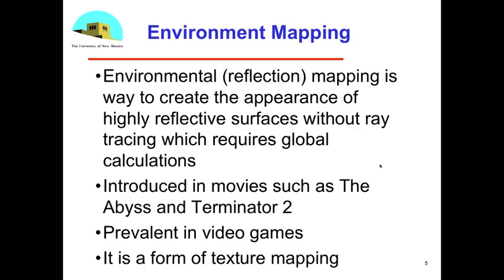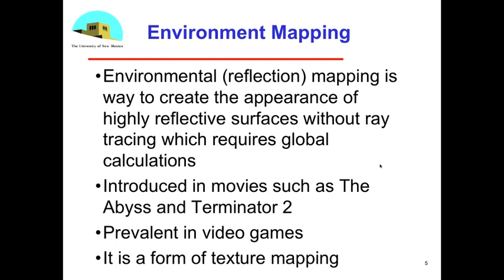So the idea is to create the appearance of a highly reflective, mirrored surface without doing global calculations. We know that we can do this with a ray tracer by just tracing the rays, and the rays will pick up the reflection from objects. But we know that that's not a real-time process, and so how can we get something that looks pretty good without having to do this global calculation and still use the hardware that's in the pipeline of the GPU.